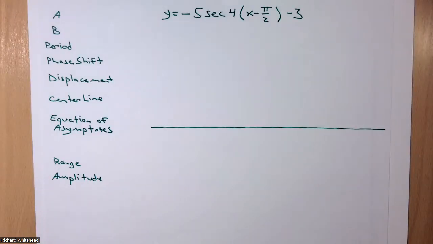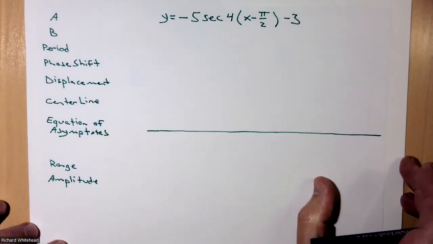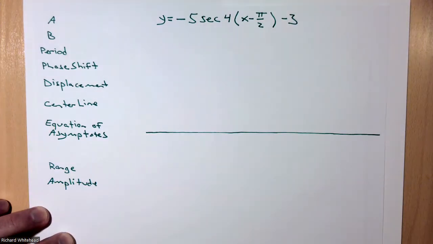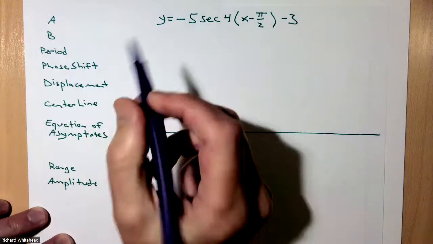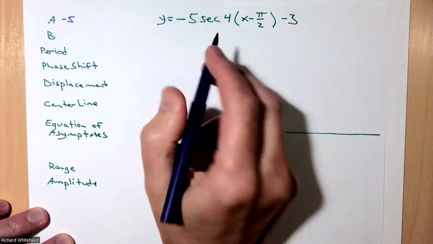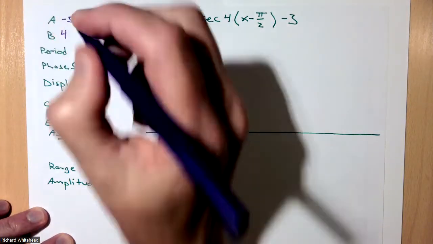All right, let's do a secant example. So, got a nice funky formula here, a little bit annoying. So we go through the usual routine. We're going to say, okay, -5. So A is -5. B is 4.